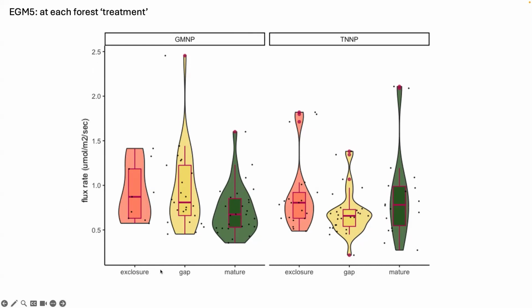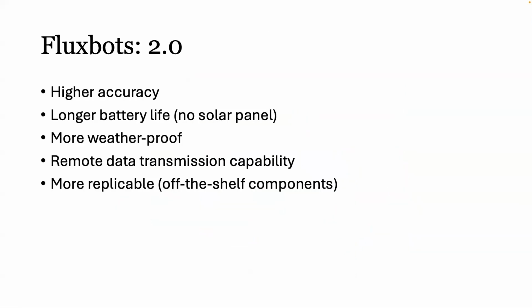And on the x-axis here, we have fluxes collected in the moose exclosures, fluxes collected in the gaps in the forest canopy, and then fluxes collected in the mature stands. Once again, you see a lot of variability here, both across the two parks, as well as across the different treatments. And this is the kind of thing that we are going to try to get at this summer with our FluxBot 2.0. So we've made some changes to the FluxBots.